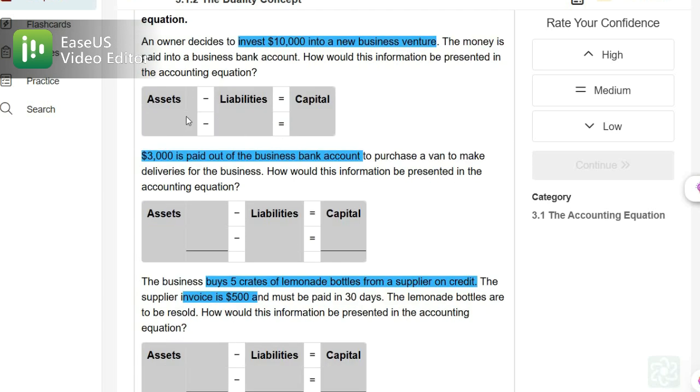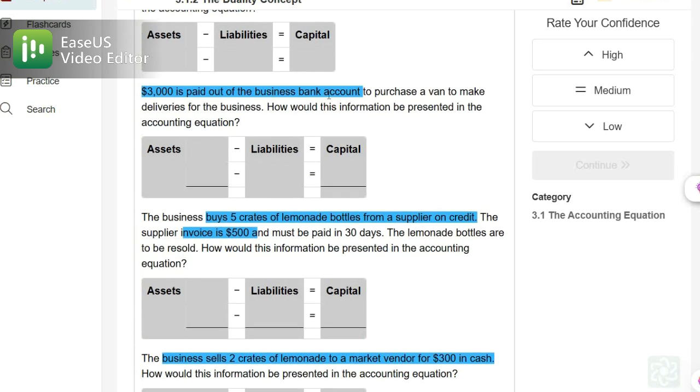Now, after that, 3,000 is paid out of the business bank account. So there was 10,000, and from that you have just paid 3,000 for purchasing a van, and you have used the bank account for that, right? So your bank account will be 7,000 because 3,000 you have paid for the van. So your total asset means your bank account 7,000 plus 3,000 for the van, and the liability is zero, and your capital will remain 10,000. So here you will write on this side that asset bank account 7,000, van 3,000, and the total amount is 10,000. Liability is zero, and your capital will definitely be 10,000.